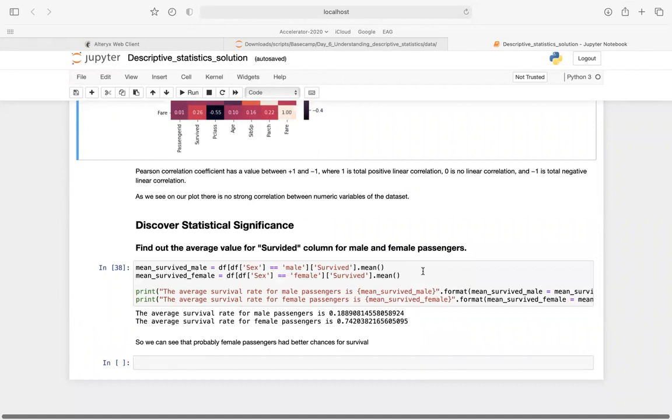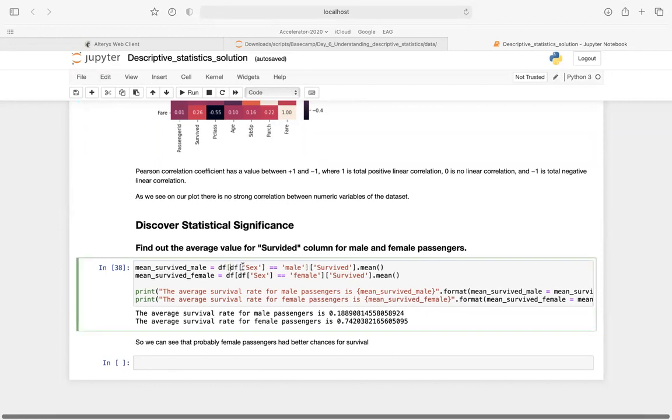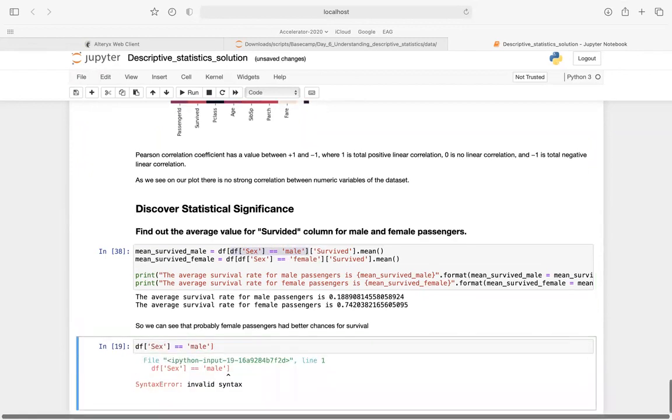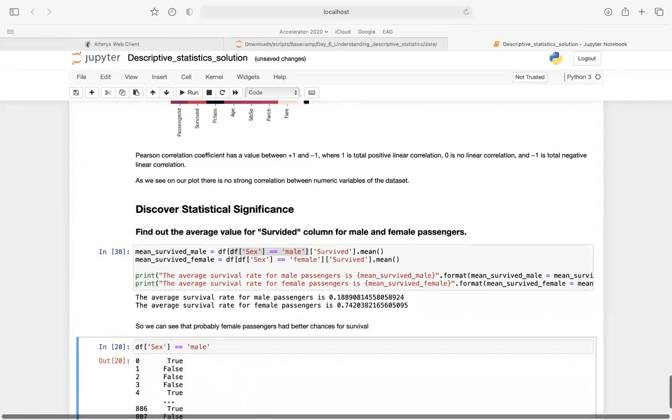The last part that we're trying to do is we're trying to identify the relationship between the column survived and the female passenger or the male passenger. So basically, just trying to identify what is the chance of survival based on the gender. So I'm simply doing df of sex is equal to male. So we have already done this, but let me show you one more time. Did I miss anything? No, I didn't.